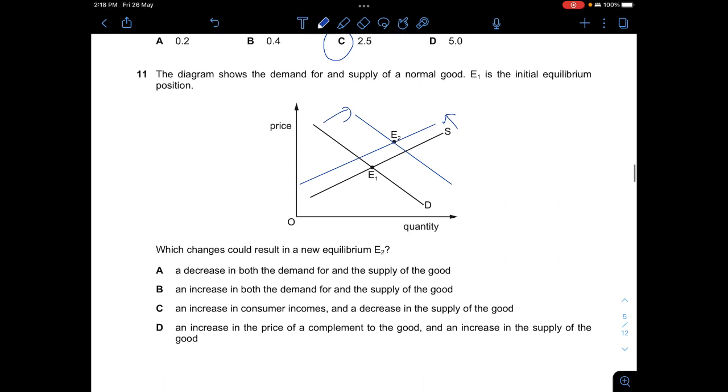So A, it says a decrease in both the demand for and the supply of the good, which is wrong. B, it says an increase in both demand for and the supply of the good, wrong. C, an increase in the consumers' incomes, yes, that's possible, and a decrease in the supply of the good, yes. And D, it says an increase in price of a complement to the good and an increase in the supply of the good. Nope, it's a decrease in the supply. D is also completely opposite, so the answer is C.